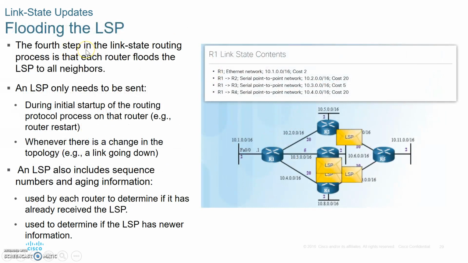The fourth step in the link state routing process is that the router will flood the link state packet to all the neighbors. Similarly, R2 will also flood the link state packet of its directly connected links to all the neighbors. Similarly for R3, R4 and R5. So they will flood their link state packets to all the routers.